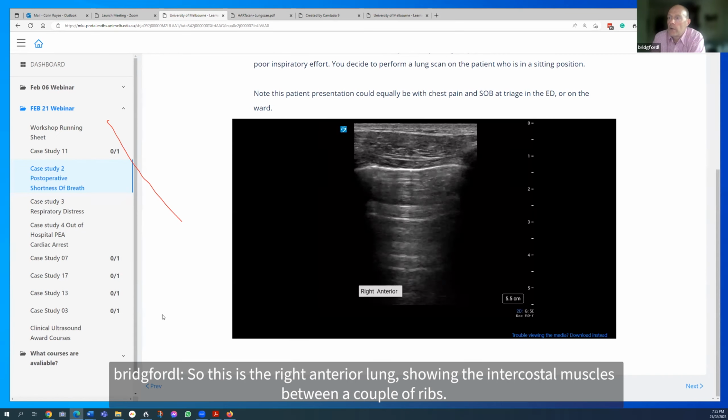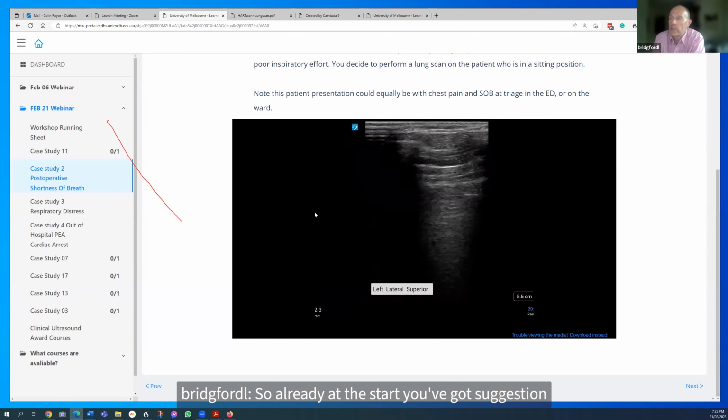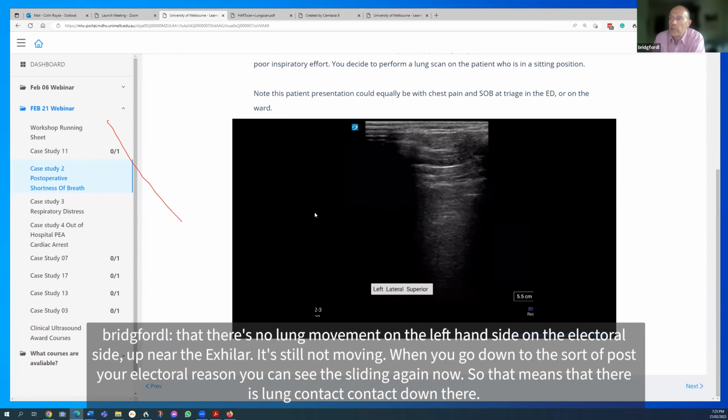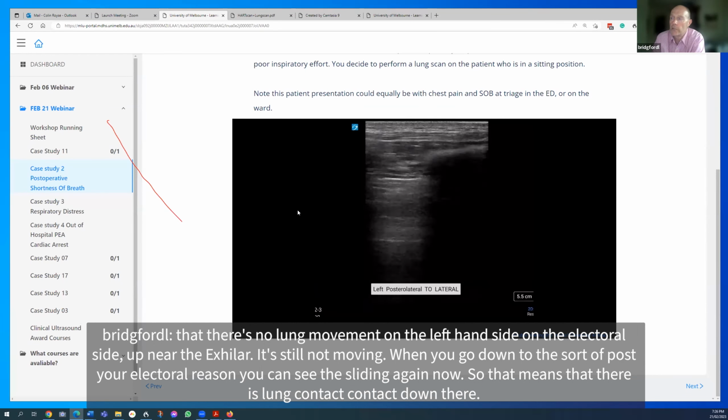So this is the right anterior lung, showing the intercostal muscles between a couple of ribs, and that's the pleura moving. On the left-hand side, you can't see the pleura moving, it's completely immobile. So already at the start, you've got suggestion that there's no lung moving on the left-hand side. On the lateral side, up near the axilla, it's still not moving. When you go down into the sort of posterolateral region, you can see the pleura sliding again now. So that means that there is lung contact down there.